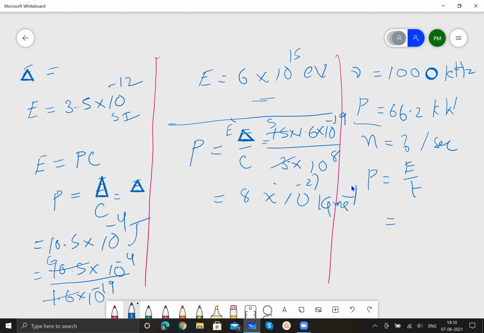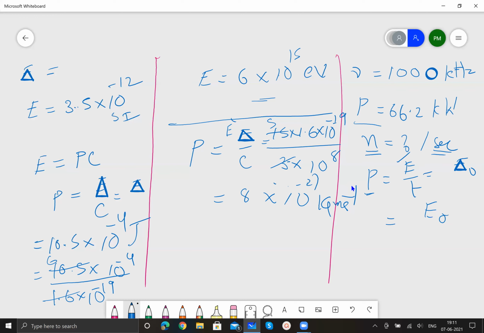I will tell you, look here. Let P be the power. This is a power, right? Energy by time. It is emitting n photons in what time? 1 second. Energy of each photon, you take it as E naught.